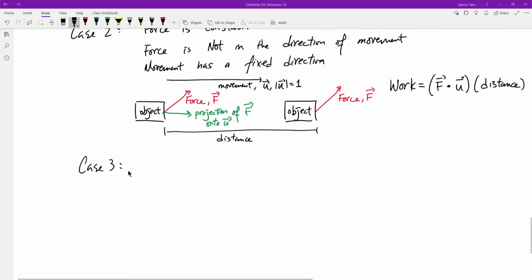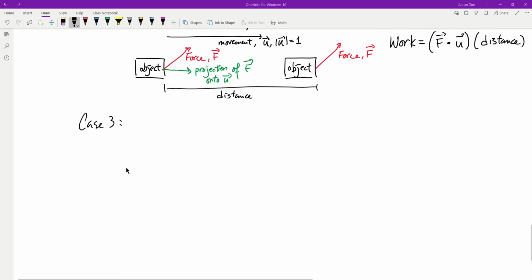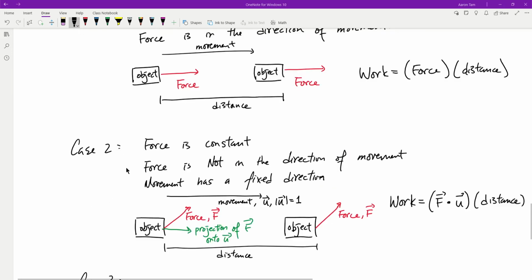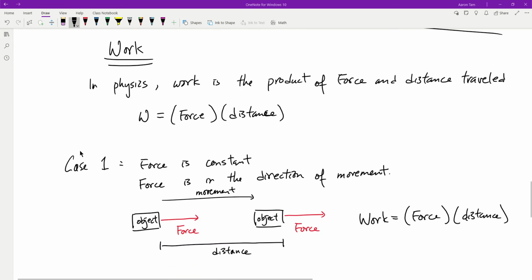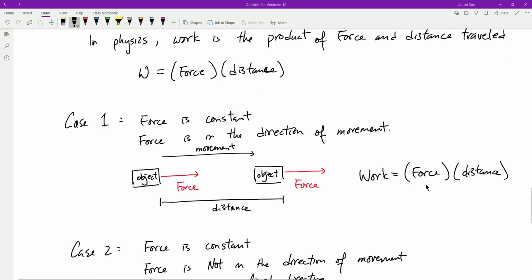Hello everyone. So today we're going to continue on 8.1. Last video we tried to talk about how to calculate work. We basically divided into three different scenarios. The best case scenario would be right here, case 1, where the force is a constant force. It goes in the same direction as the movement. So therefore you can simply multiply the magnitude of the force times the distance traveled, and that gives you the amount of work being done.